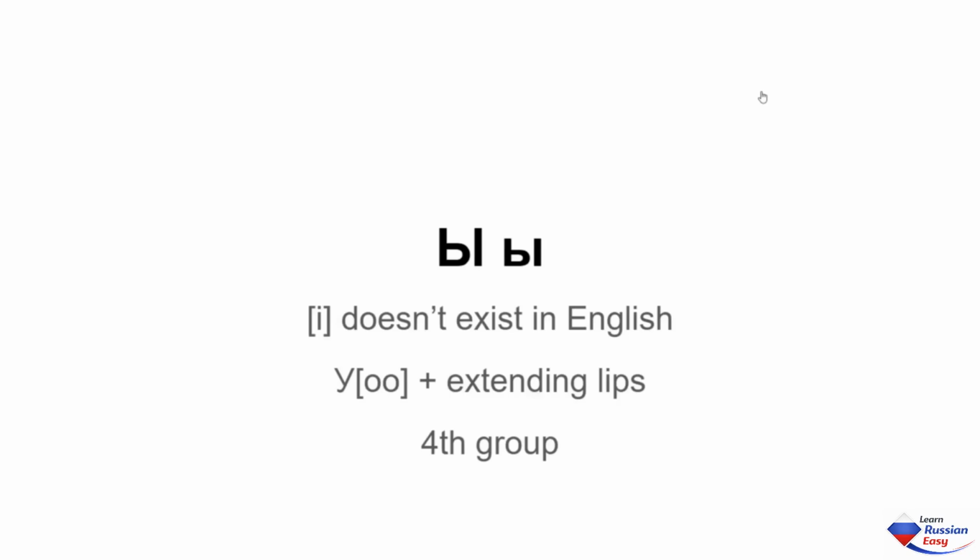This letter doesn't exist in English, but what should we do? For pronouncing it, pronounce u at first and then change the position of the lips, extend them. This is the way you can pronounce the Russian letter. So let's try. U plus extending lips. Yes, it looks pretty funny. One more time. The tongue is located in the same place.